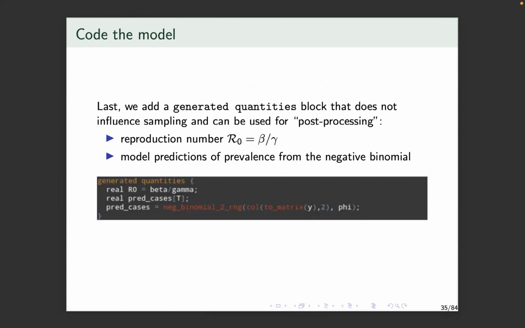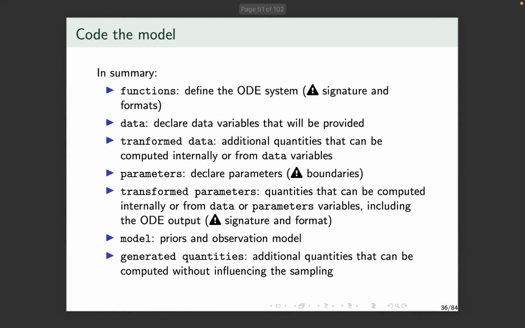So the generated quantities block, as said, is not mandatory. And this is a place where if we want to, we can calculate R0. Alternatively, of course, we can run the model, extract the posteriors of beta and gamma, and calculate R0 already in R. So in summary, again, here's an overview of all the blocks and what they are used for.